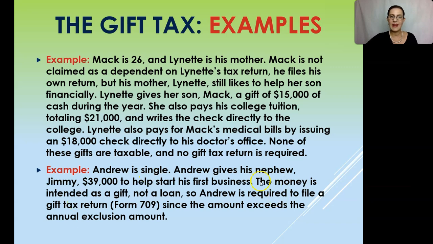Example number 1. Mac is 26 and Lynette is his mother. Mac is not claimed as a dependent on Lynette's tax return. He files his own return. But his mother, Lynette, still likes to help her son financially. So he's 26. So he's not a qualifying child anymore, and he's not claimed as a dependent. But Lynette is his mother, and she still wants to support him.